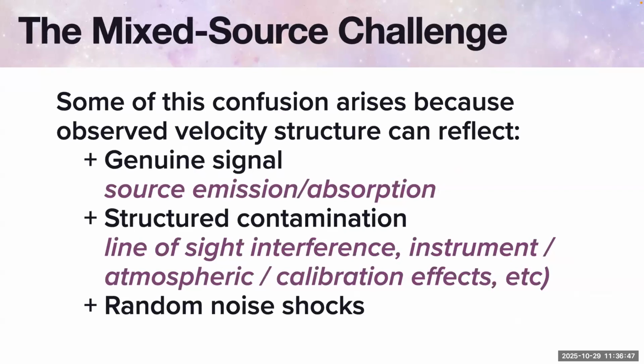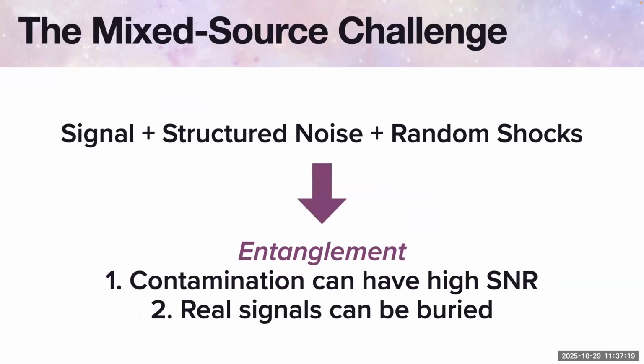I said I was calling this the mixed source challenge, and it's basically predicated on the assumption that in any spectra there's genuine signal that we're trying to uncover, but there are also many sources of what I'll call structured contamination. That's contamination or error that perhaps doesn't exhibit characteristics of just random white noise shocks to the spectrum. So we're going to try to make these considerations simultaneously. The problem is that all this stuff gets entangled in the observed spectra that we see.